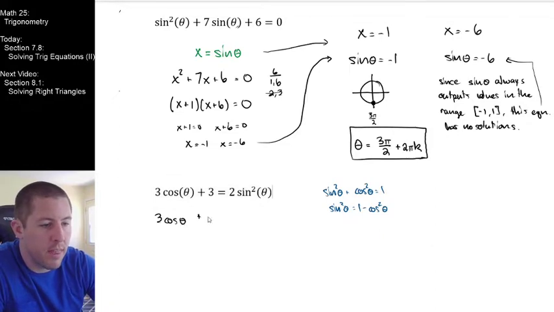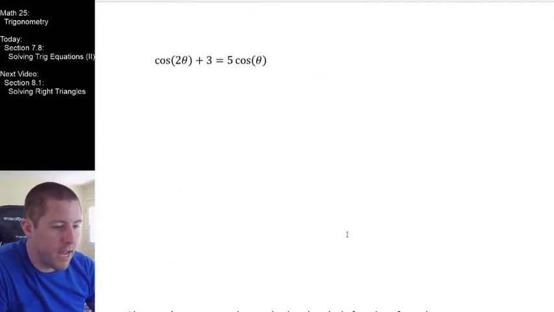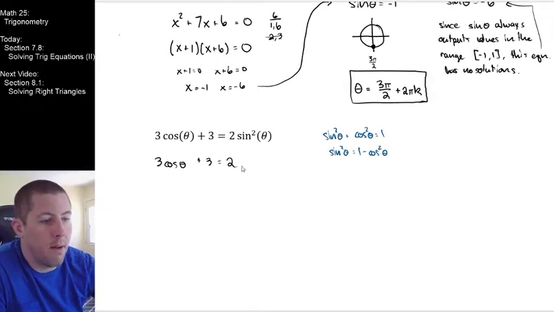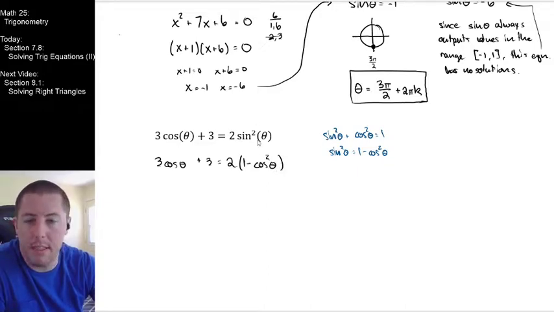So 3 cosine theta plus 3 equals 2. Oh my gosh, that flickering on and off has got to go. Let me click my mouse somewhere else. And so I'm replacing sine squared with 1 minus cosine squared. And be careful here. I've got to use these parentheses because 2 is multiplying the entire amount sine squared. So 2 needs to multiply the entire amount 1 minus cosine squared.